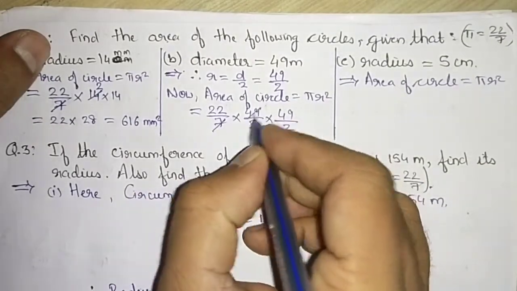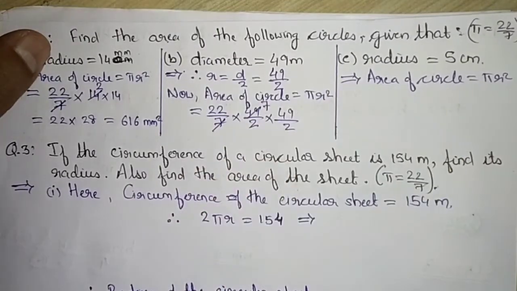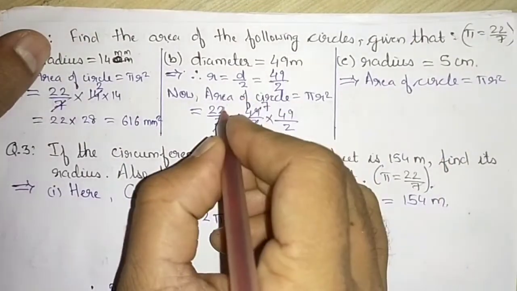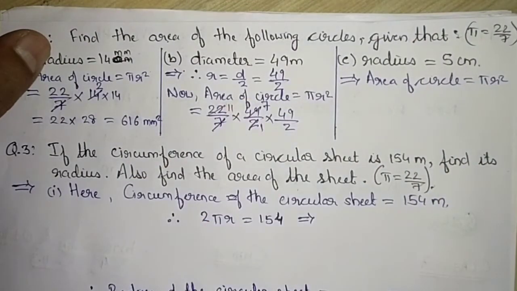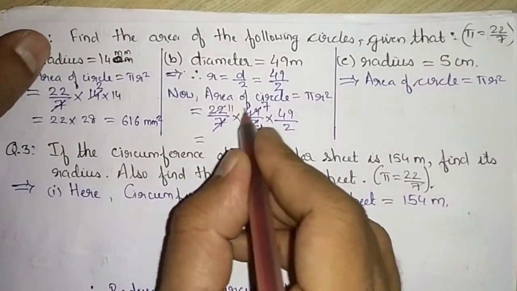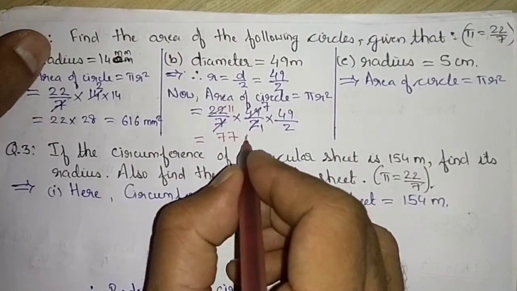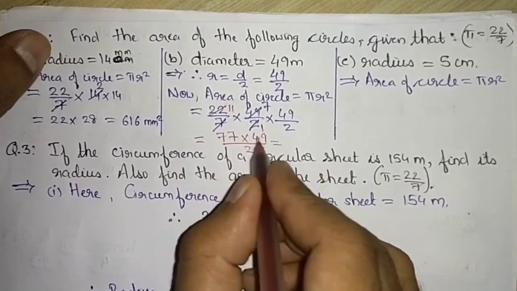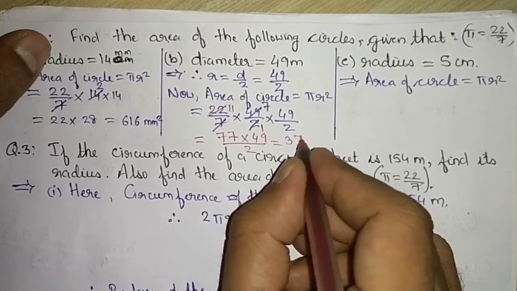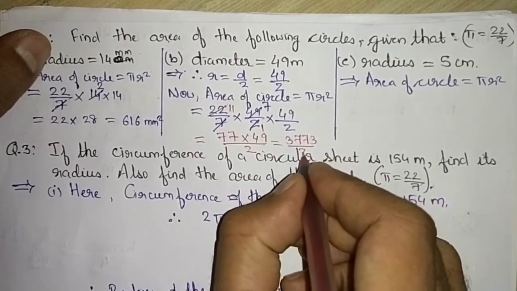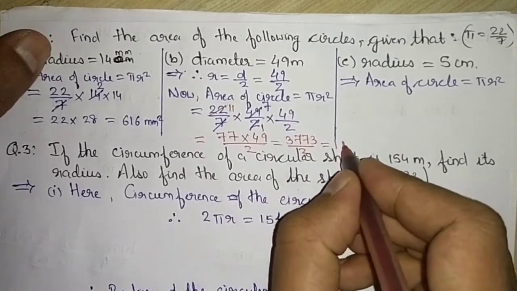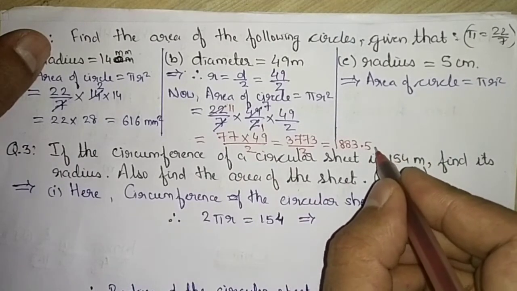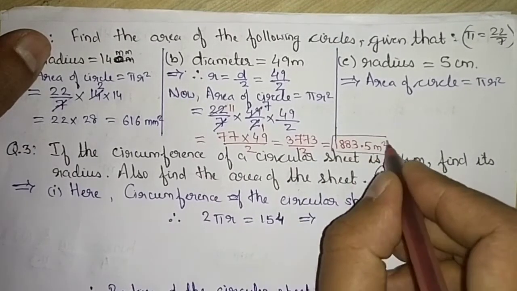7 ones are 7, 7 sevens are 49, 2 ones are 2, and 2 elevens are 22. So I will be left with 11 sevens are 77 into 49 divided by 2. When I solve the numerator, I will get 3773 divided by 2, which will give me 1883.5, and it is meter, so we will write meter square.